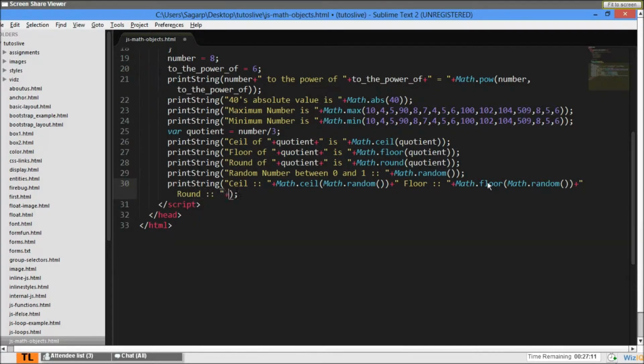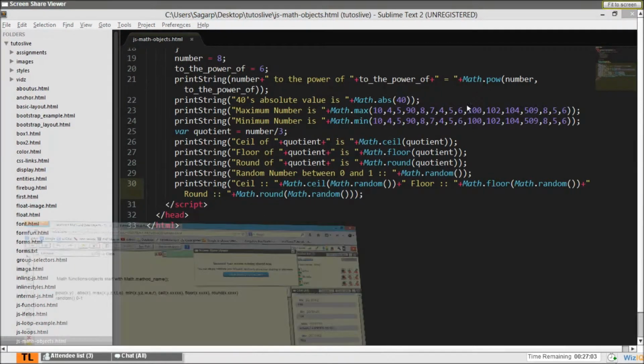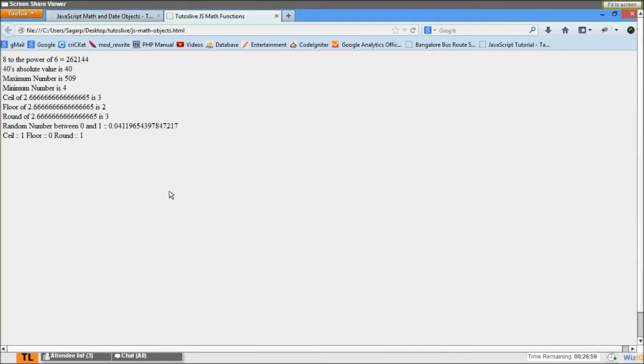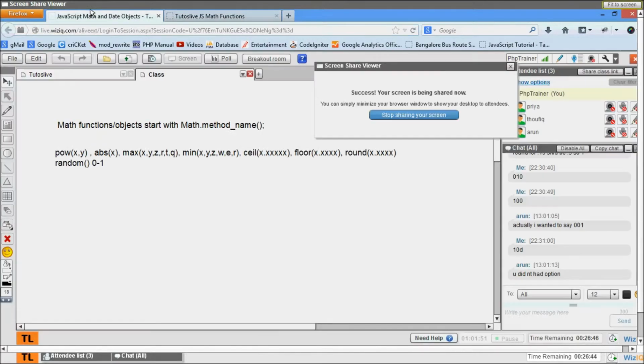Okay, so let's see. So 101 it says. 100. 101. 101 again. 101 again. So ceil is always 1, floor is always 0, but round we don't know because it all depends on the value. Suppose if it's greater than 0.5, it yields 1. If it is less than 0.5, it is 0. So that was kind of tricky over there.